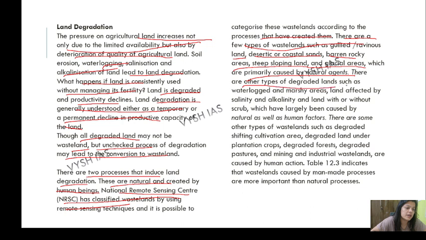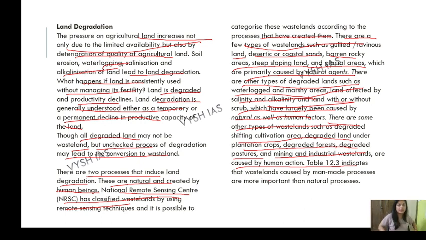There are other types of degraded land such as waterlogged and marshy areas, land affected by salinity and alkalinity, and land with or without scrub, which has largely been caused by natural as well as human factors. There are some other types of wasteland such as degraded shifting cultivation areas, degraded land under plantation crops, degraded forests, degraded pastures, and mining and industrial wastelands, which are caused by human action. Okay, so you got the topic.